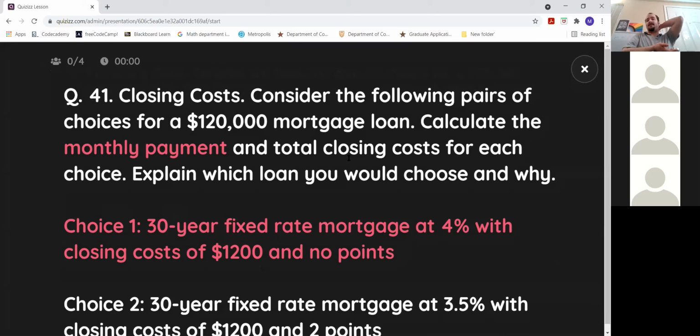Another problem, closing cost. They introduced these things called closing cost, but we are still doing the same thing. We're calculating a monthly payment. We have all the information that we need to throw it into our formula. They're going to give us the number of years. They're going to give us APR. Closing costs aren't important for your monthly payment.